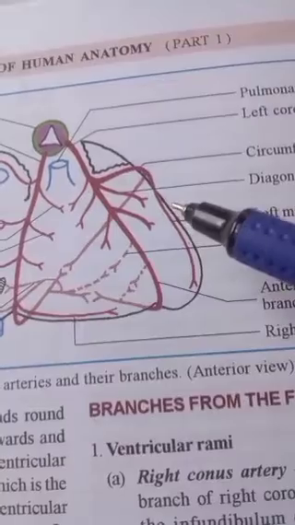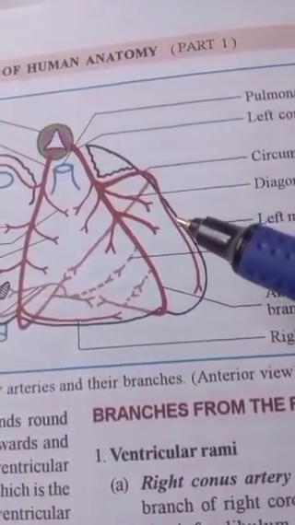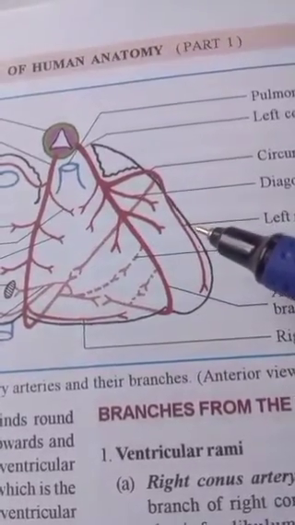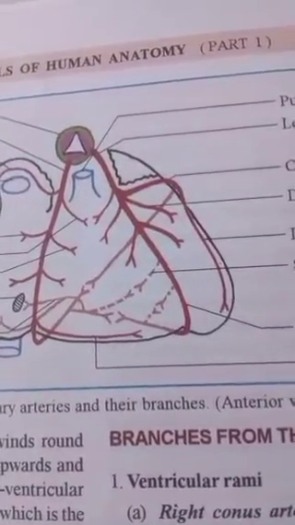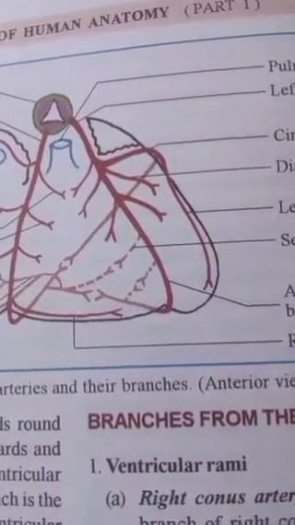In coronary bypass surgery, the graft is anastomosed usually with the left marginal artery distal to the site of obstruction. Ventricular branches are of two sets, anterior and posterior, whereas atrial branches are of three sets, anterior, posterior, and lateral.